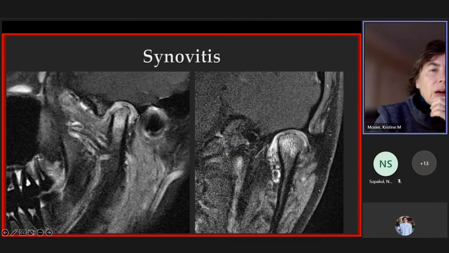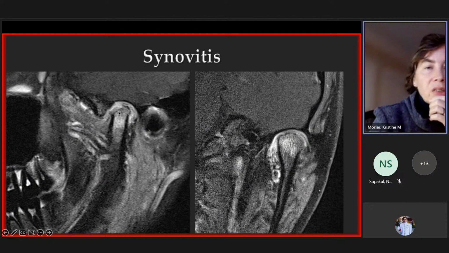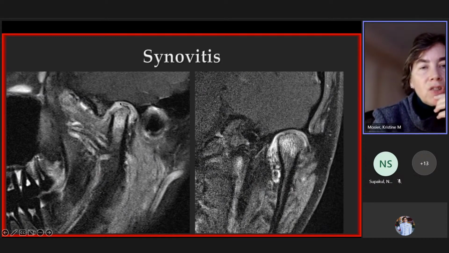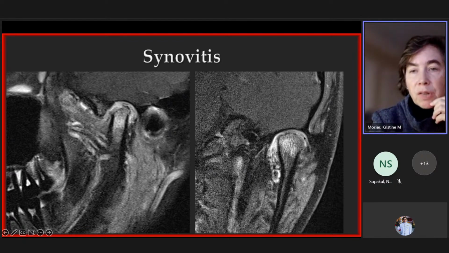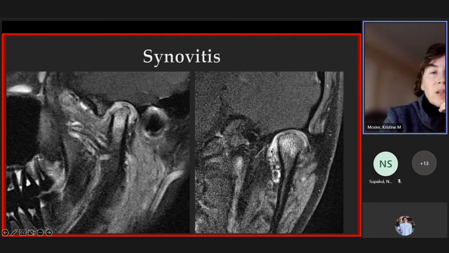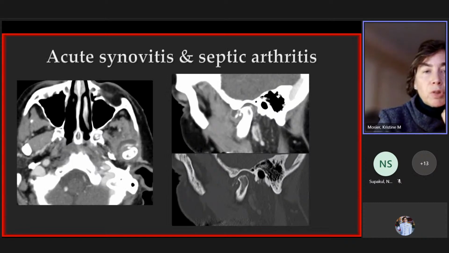So in this patient with acute synovitis, you see, again, loss of cortication of the condylar head and collapse of that articular surface, some edema within the condylar head, and just diffuse enhancement throughout the entire temporomandibular joint capsule and articular disc, as we see here. So this is a patient with acute synovitis, that diffuse enhancement of the entire synovial complex within that temporomandibular joint capsule.